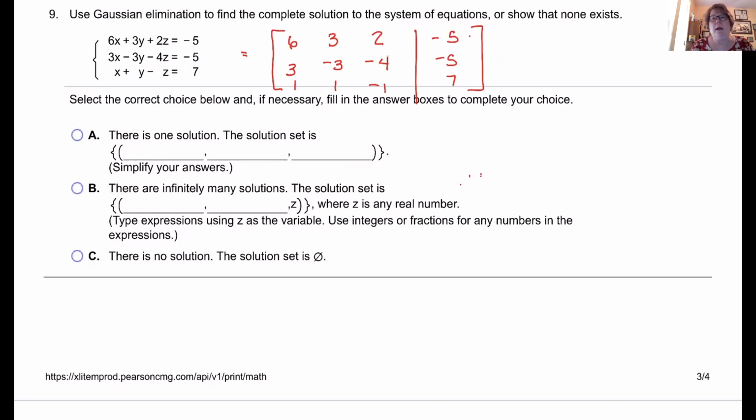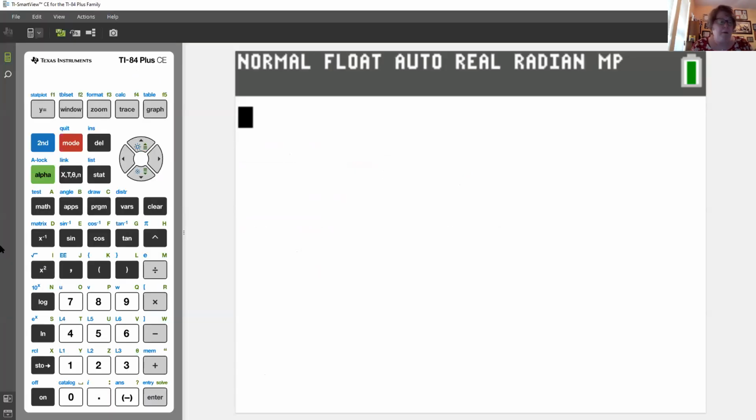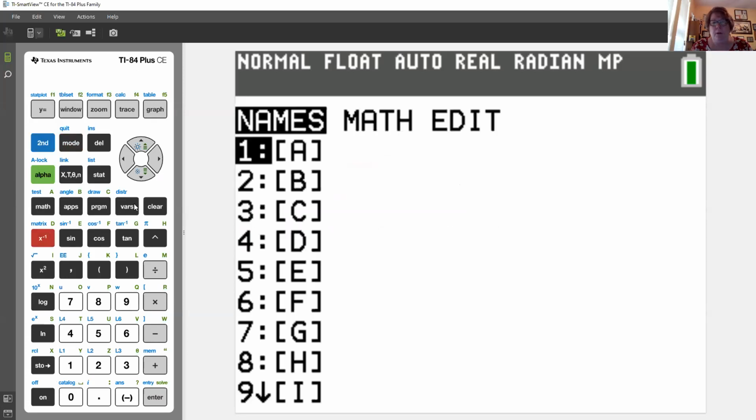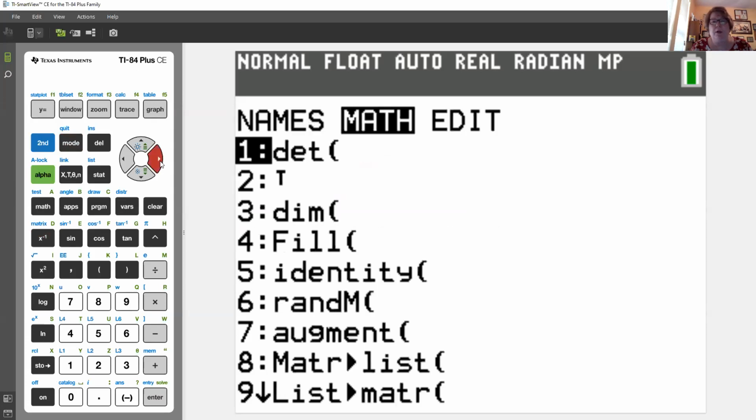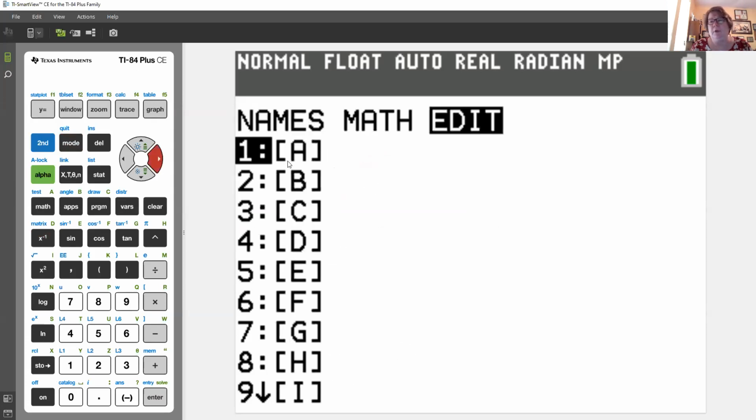So I'm going to share my calculator. All right, so I need to go to my matrix menu. For me, that's above my inverse button. So I'm going to do second matrix, and I'm going to edit. I'm going to put this in matrix A. So I'm going to go over to edit, and I'm going to edit A.